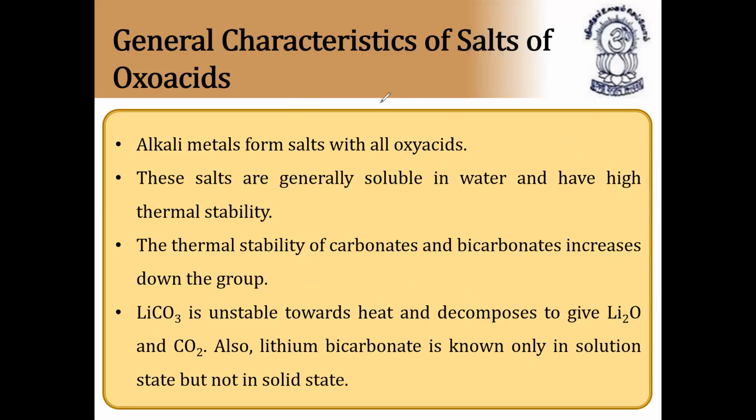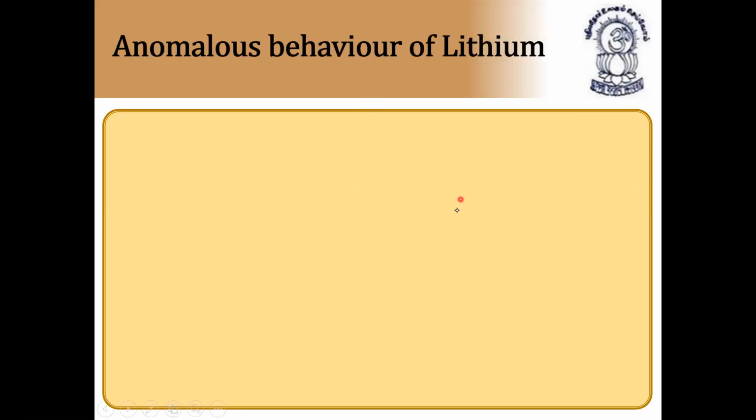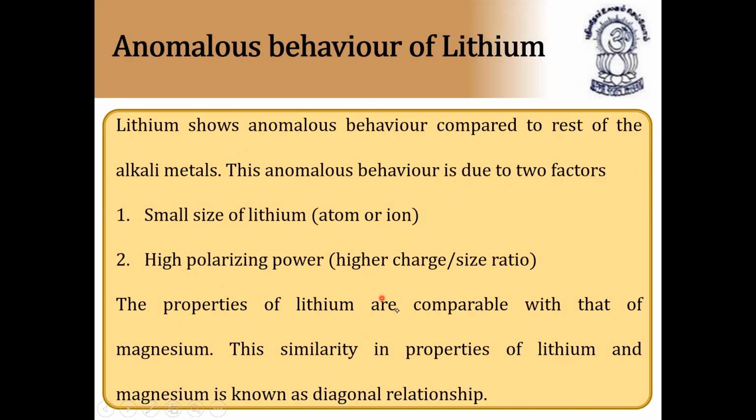Next, continuation. Now, these are the general physical and chemical properties of all the alkali metals. Among all the alkali metals, lithium has anomalous properties. So lithium is quite exceptional when compared to all the alkali metals. That's what the topic is: anomalous behavior of lithium. How lithium is different from all other alkali metals. Lithium shows anomalous behavior compared to the rest of the alkali metals.